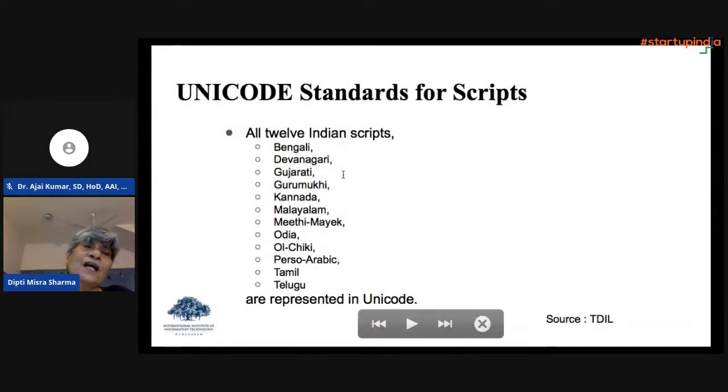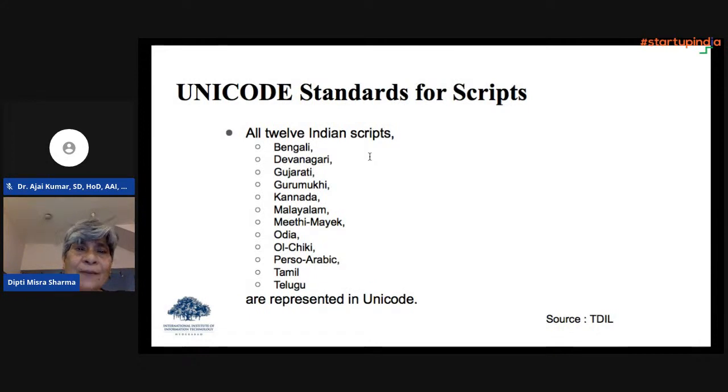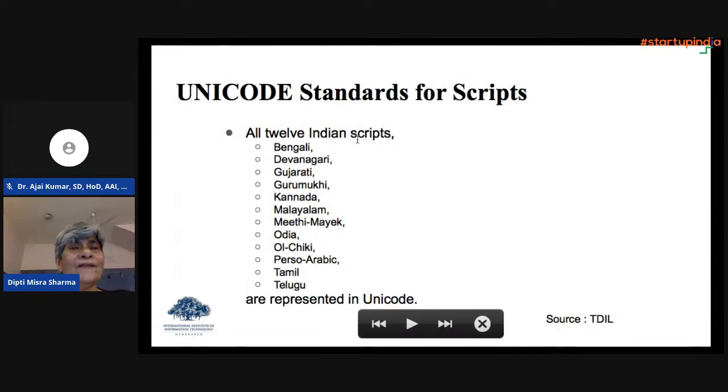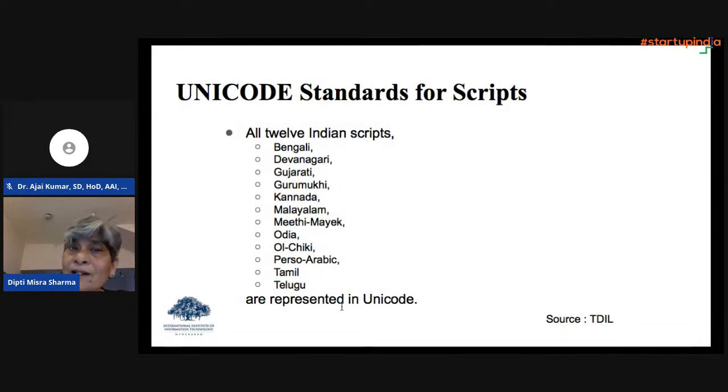Now, if we go to standards for script, most of my presentation is actually information based, just to share what all is available. So all 12 Indian scripts, these are the 12 Indian scripts, are represented in Unicode. So now the representation and processing of Indian scripts is not an issue. It's Unicode and available, and most of the work is actually done using Unicode.